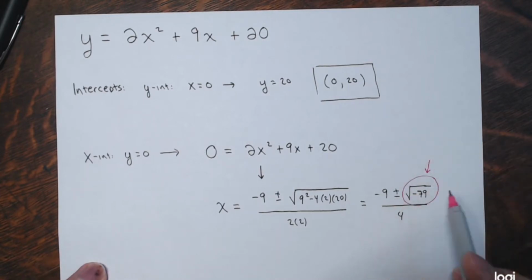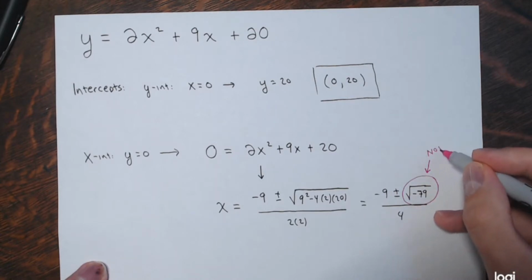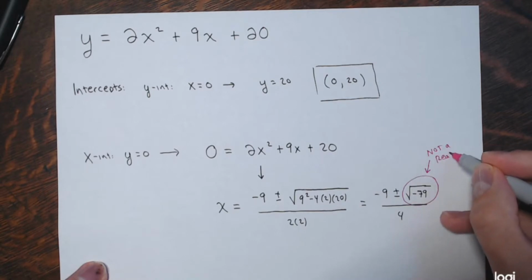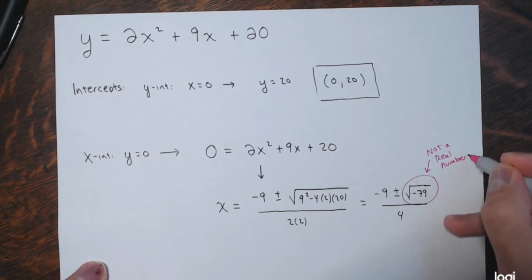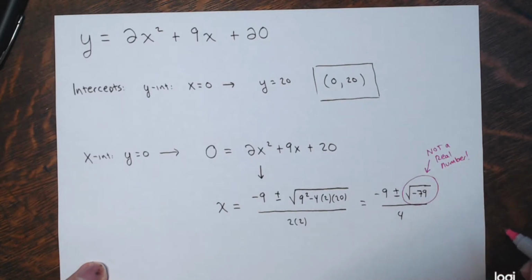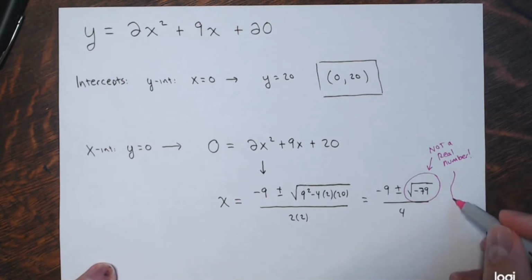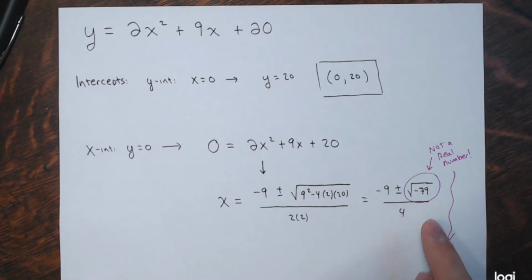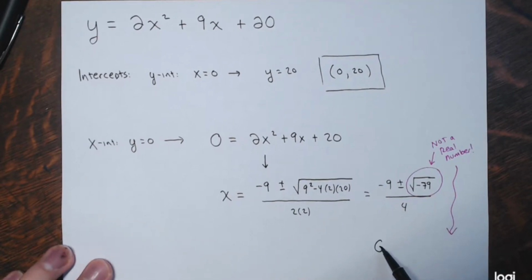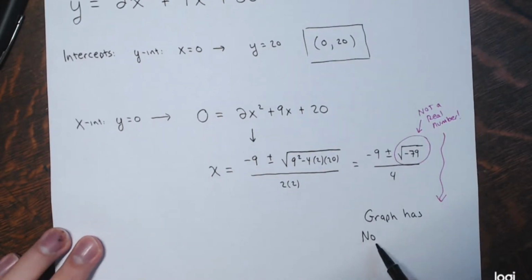Here I'm seeing the square root of a negative number. This is not a real number. It's imaginary. And remember, the x-axis is real numbers only. There are no imaginary numbers on the x-axis. So if your x-intercepts don't contain real numbers like this one does here, then that means the graph has no x-intercepts.